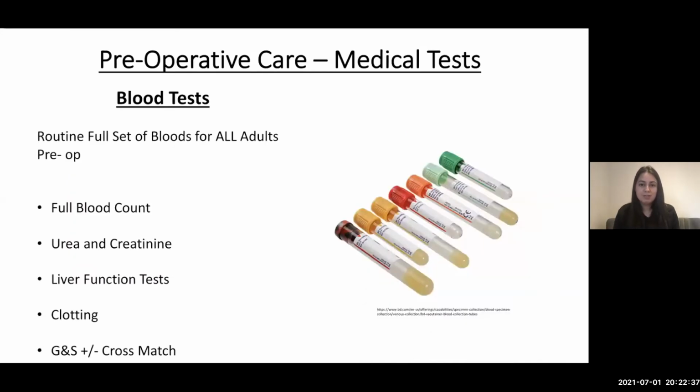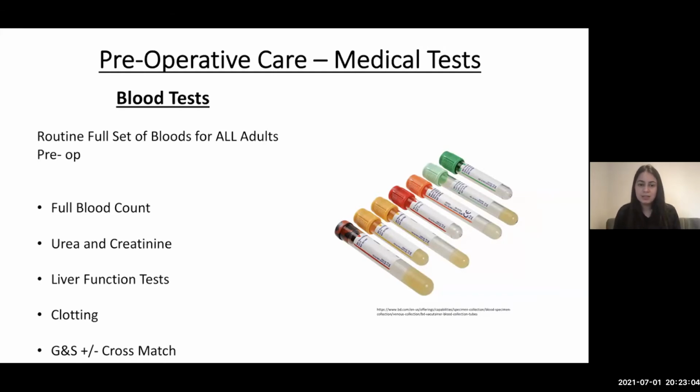Preoperative care in regards to medical tests. All preoperative patients have routine tests done, and this looks at the full blood count, and what we're interested in is the hemoglobin level. So do they have enough red blood cells going around their body to provide oxygen to the area we're about to operate on? Urea and creatinine, this looks at the kidney function.